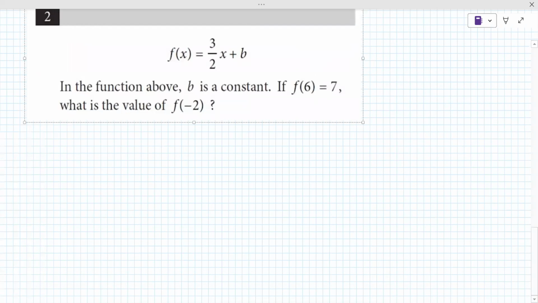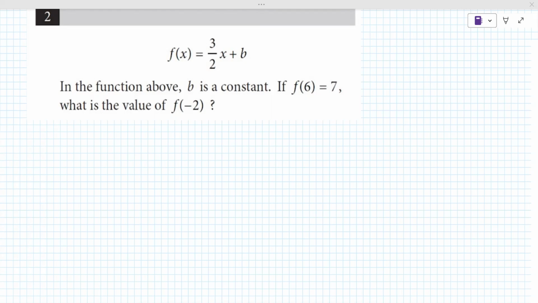Okay. This one's got more than one step. They're asking you to determine f of -2. Notice to do that, you really need the b value, which you don't have. So you presumably need to first determine b and then substitute in -2 for x. So go ahead and give this a try and let me know what you come up with.